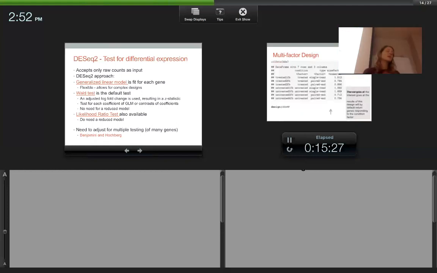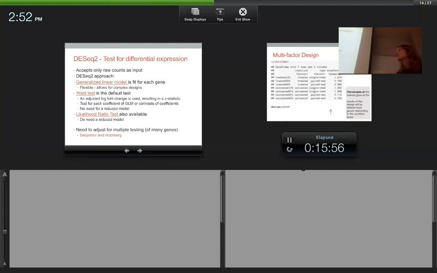One of the things I like about DESeq2 is that it fits a generalized linear model, which is super flexible. You can allow for very complex designs. So if your experiment has a whole bunch of different factors, you can model each and every one and the interactions of each and every one. By default, it uses the Wald test. It uses an adjusted log fold change. So that's the test statistic.